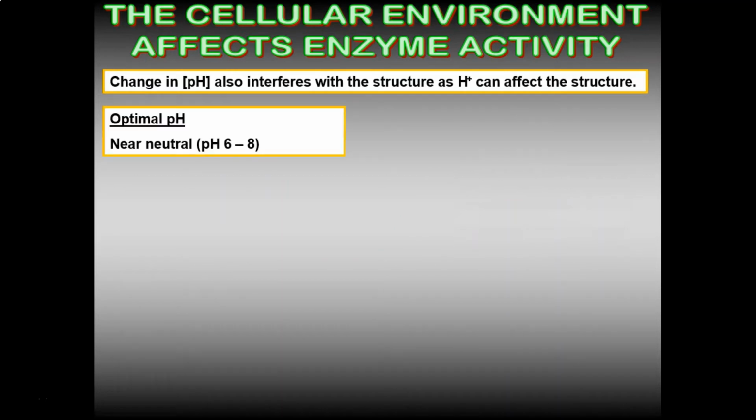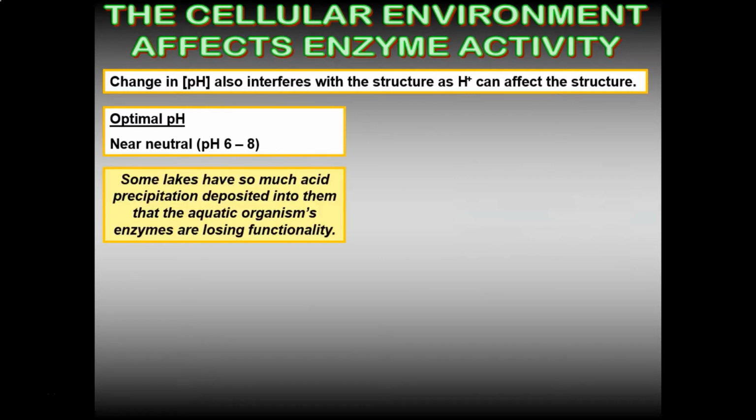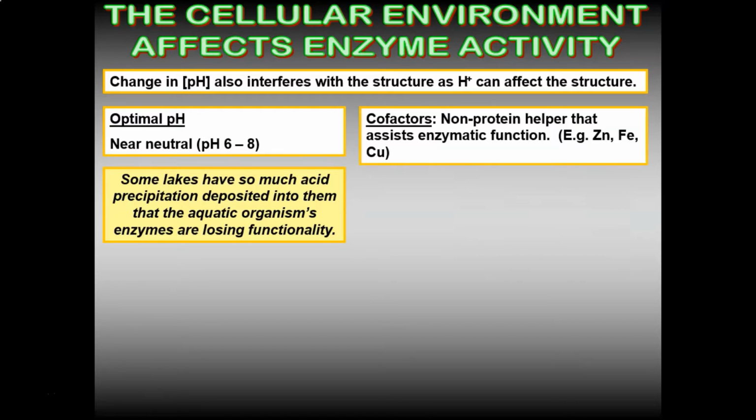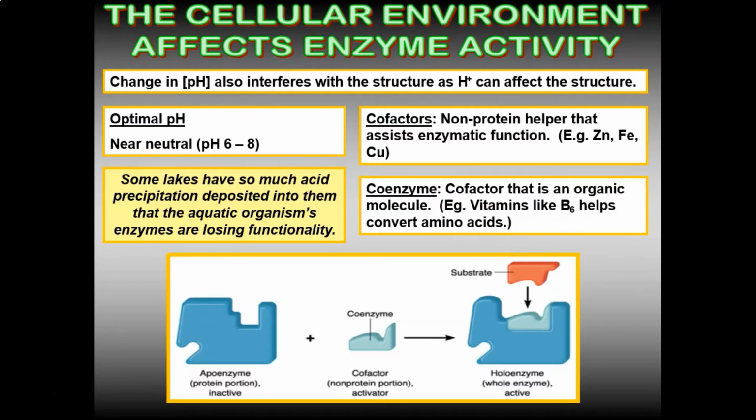So the change in pH, of course, can affect it as well. Obviously, you have these little protons and things floating around in there, or lack thereof, and that'll change what happens. Optimal pH generally is about 6 to 8, so around 7 probably, which is a lot of our bodies. But some lakes have so much acid rain that the aquatic organisms' enzymes lose their functionality. It's kind of sad, huh? Because of our pollutions and the stuff that we're putting in the atmosphere.